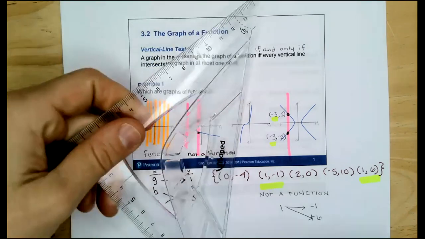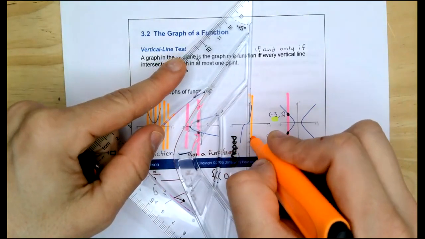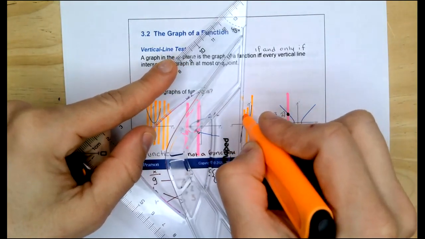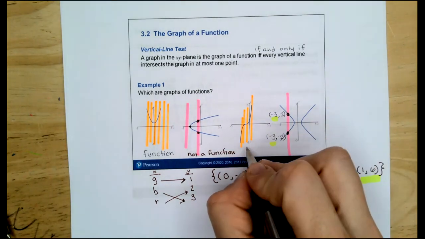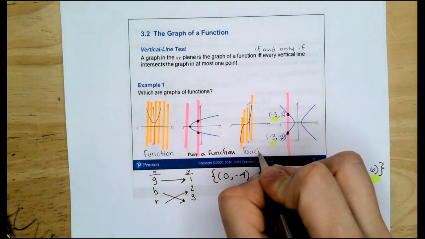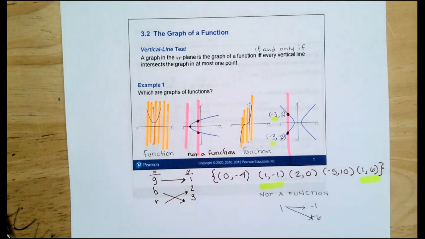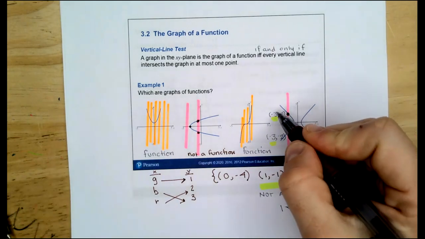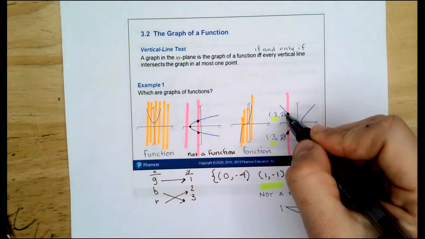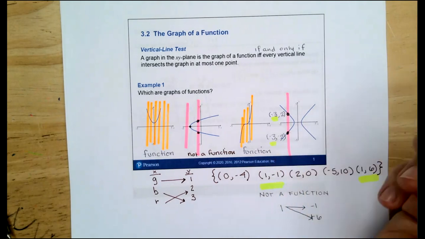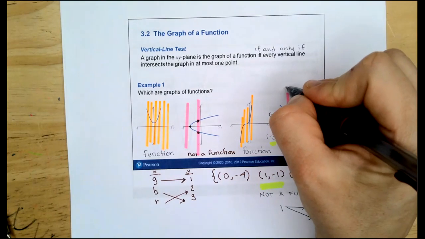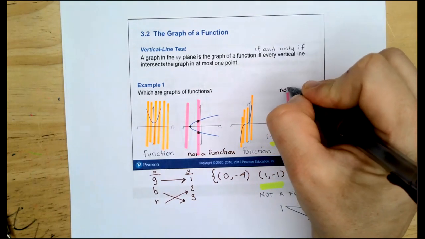Good. We'll test this guy. That's 1 spot, that's 1 spot, that's 1 spot. It never doubles back on itself, okay? So that one's a function. And we already decided that the fourth example is not a function because that's an x of -3 and y of 2, and at the same time, in the same graph, we have an x of -3 and a y of -2. So that is not a function.